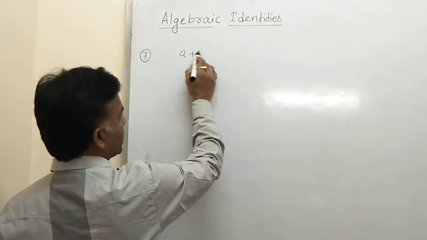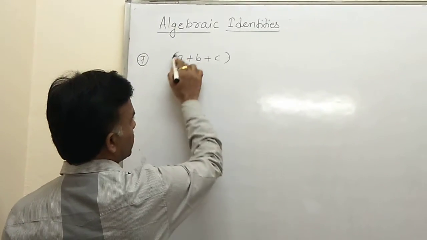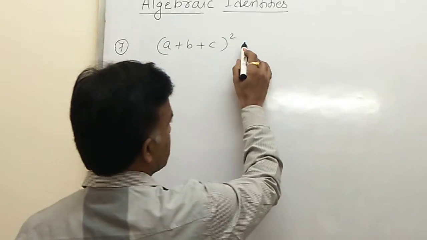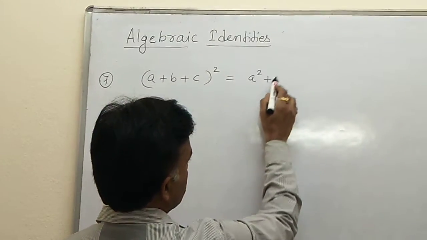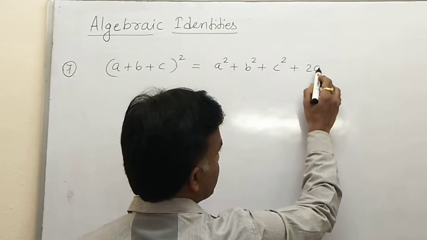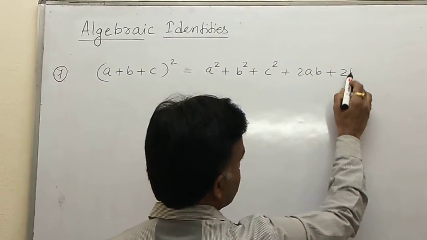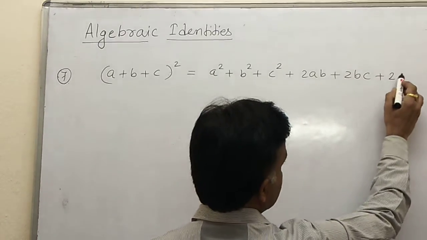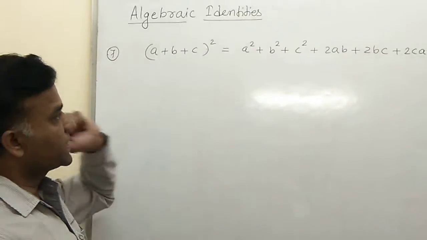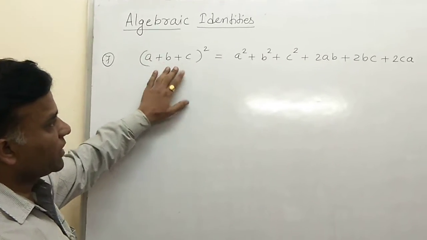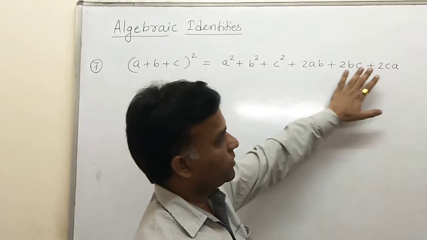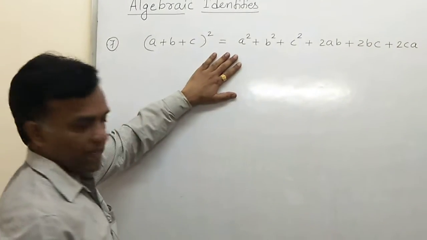It is related to the trinomial (a plus b plus c) whole square, because this is also related to the whole square. When we expand it, we have a square plus b square plus c square plus 2ab plus 2bc plus 2ca. Okay, so we have six terms. The trinomial whole square is a square plus b square plus c square plus 2ab plus 2bc plus 2ca. Okay, this is the basic identity.